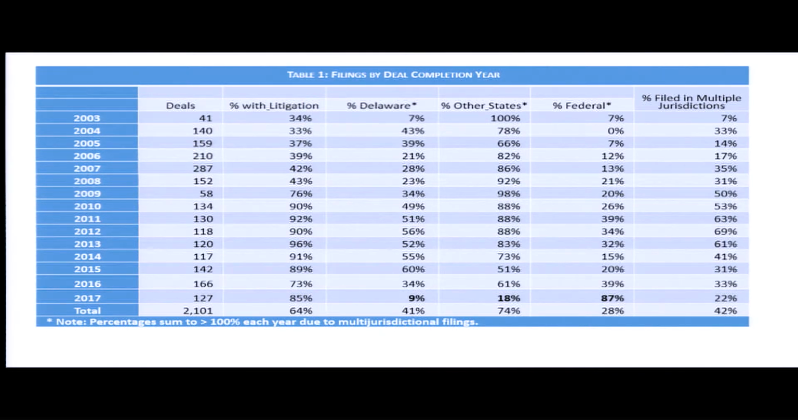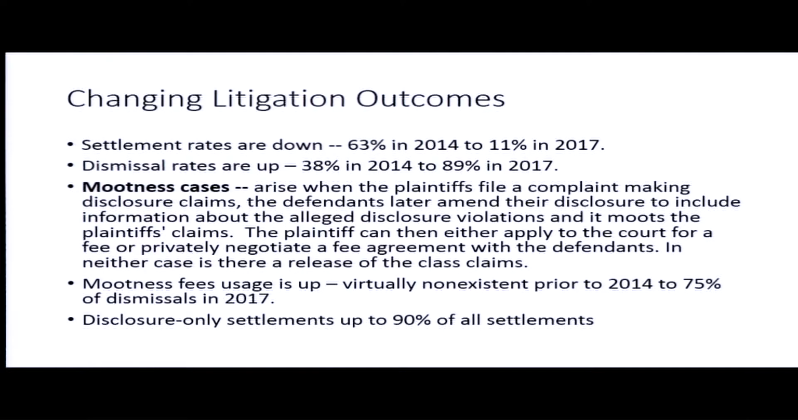All right, now a couple other things happened, and then I'll stop, and so Pradeep doesn't yell at me. Settlement rates, the rate at which these frivolous, disclosure-only cases settled, dropped substantially, and the number of cases that got dismissed rose significantly, from 38% to 89%. So the Delaware cases that were filed were largely dismissed.